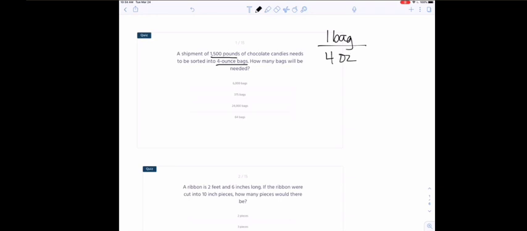What we want to do is set it up in our equation, like our two fractions equal to each other. Why do we want to do that? Because if we do that, we know easily how to find the answer. So one bag is 4 ounces, and we want to know the number of bags. So X bags is 1,500 pounds.